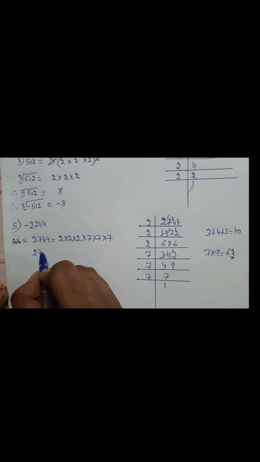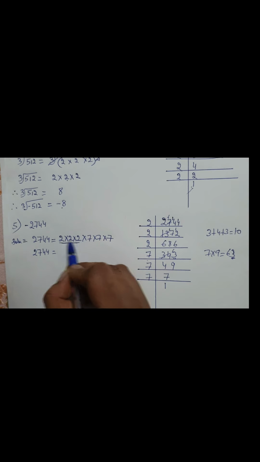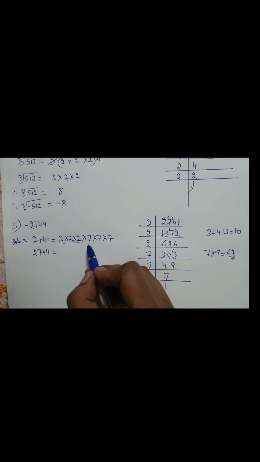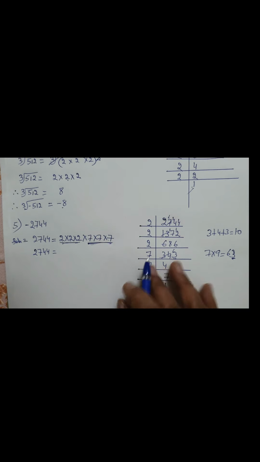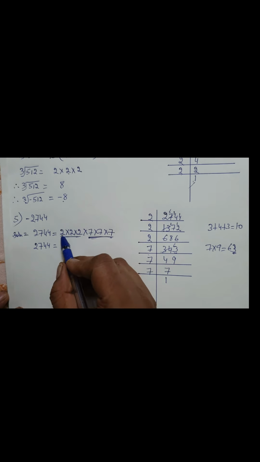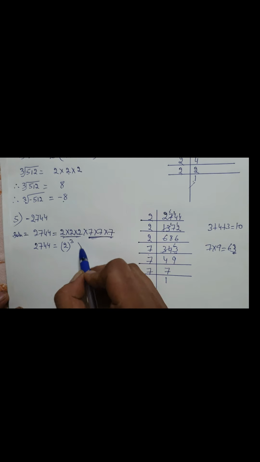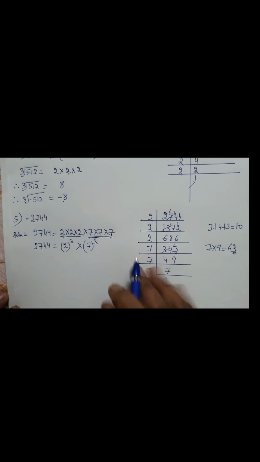Now 2744, we have to make pairs of 2 2. So one group, same numbers we have to take, children. Okay, so in one group there are the same numbers of 2, 1 2 3. In one group there are the same numbers of 7, 1 2 3. So in one group there should be 3 numbers. Okay, now 2 we will write here, and how many times? 1 2 3. So 2 cube multiplied by 7 right here. How many times? 3 times. 1 2 3. So 7 cube.